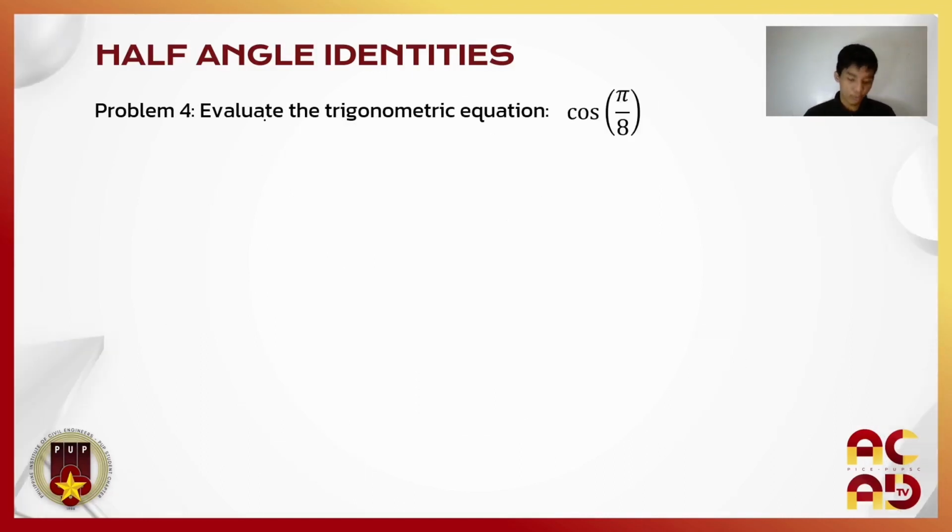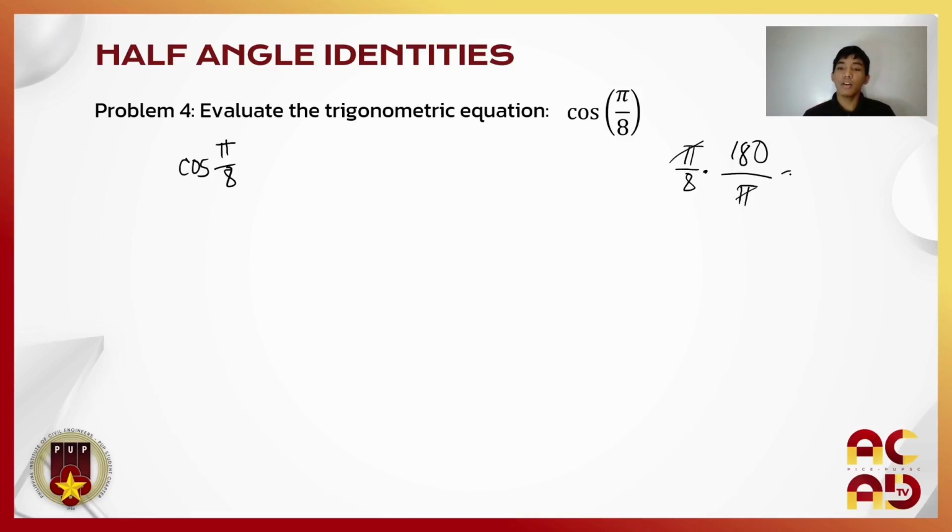Next, problem number 4. Evaluate the trigonometric expression cosine pi over 8. So, first thing, kapag ganito, radians yung given, convert muna natin itong radians into degrees. So, pwede natin siyang ma-convert. Dito tayo. So, pi over 8 times 180 over pi. So, para lang ma-convert, i-multiply lang natin itong radian by 180 over pi.